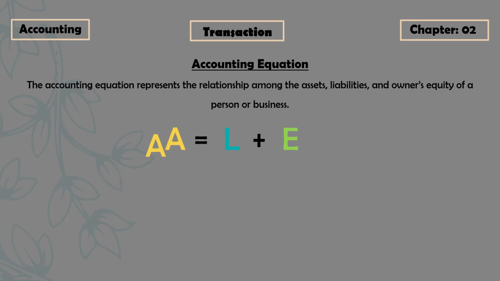Here A means assets, L stands for liabilities and E equals equity. That means assets equal liabilities plus equity. Now we will learn in detail about assets, liabilities and equity.